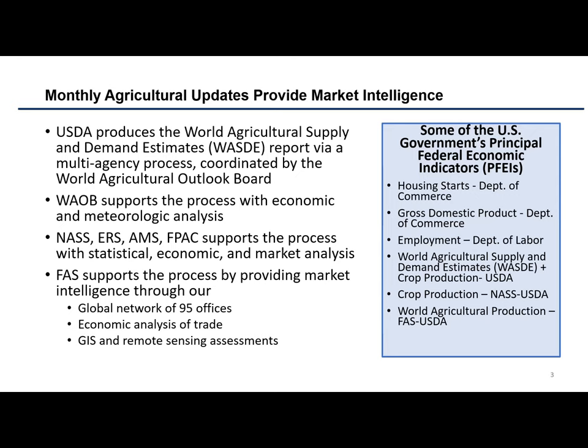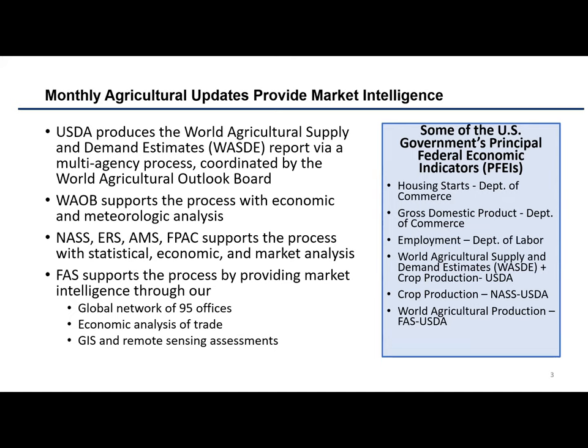And this happens through a larger group process. We have a global network of 95 offices overseas contributing reports that feed into Washington, D.C., and then continue our economic and GIS and remote sensing assessments with that information. Why do we go through all of this?